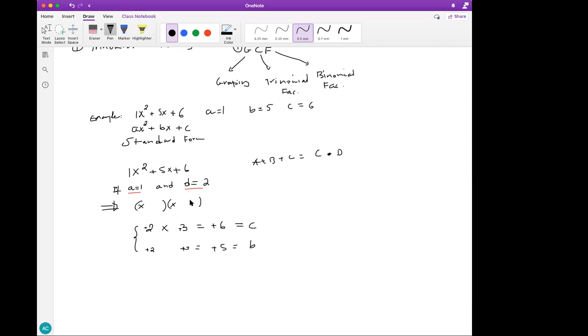So those are the numbers that we need here. They multiply to C and add up to 5. The numbers are positive 2 and positive 3. And that's it. So we just factored this.